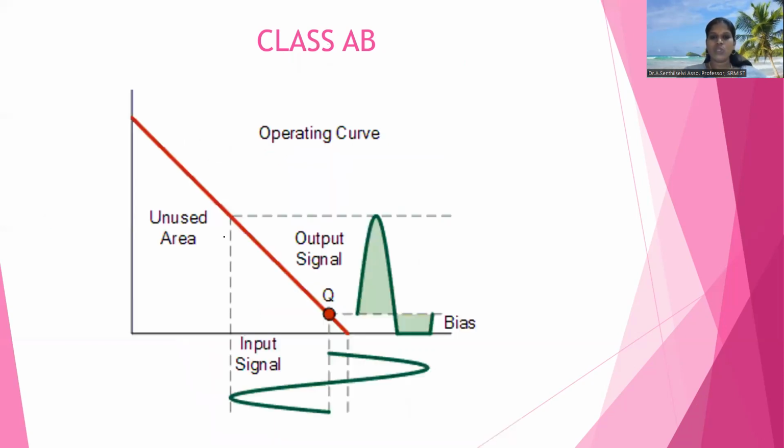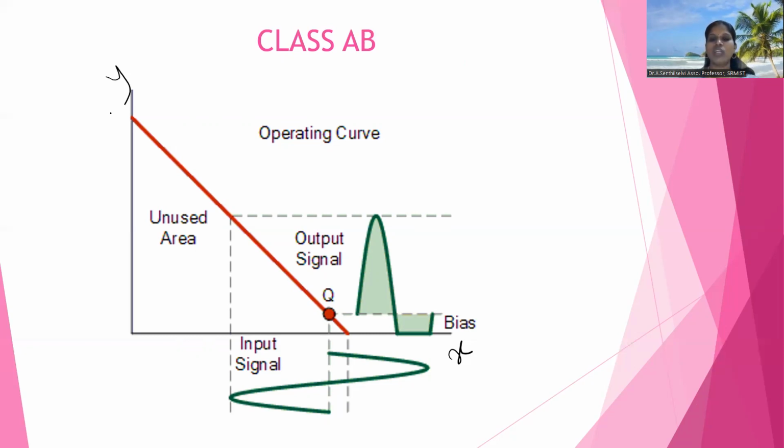See here we are choosing the Q point above the cutoff region. This is the x-axis, this is the y-axis. Just above the x-axis, we are choosing the Q point. So here only a particular portion of the input signal we are getting. If you are using two transistors, whatever input signal we get, we will process that. So this is about the selection of the Q point. Depending upon the portion of the input we have to amplify, we will choose the type of the amplifier.